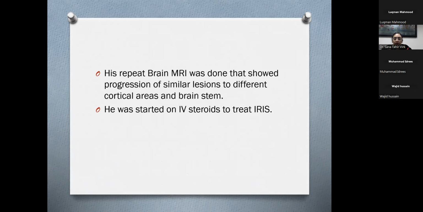So after 20 days, the patient started showing worsening in the GCS. So we planned to have another imaging done in this patient. MRI was repeated, which showed progression of similar lesions to different cortical areas and the brainstem as well. So we started him on IV steroids to treat IRIS.